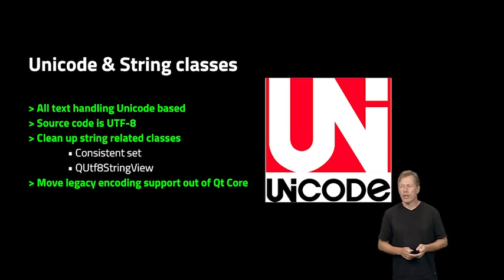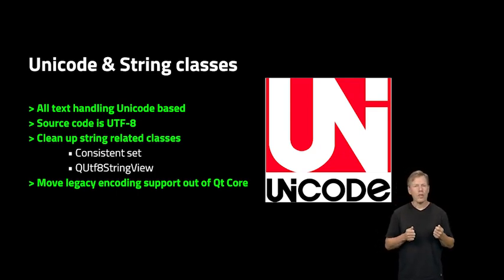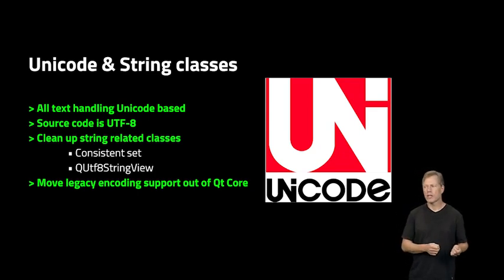We've done work on Unicode and our string handling, making sure that all our text handling in Qt 6 is Unicode based. We assume that source code nowadays is UTF-8. That's the default on pretty much all compilers nowadays anyway. And we've cleaned up our string-related classes to make a more consistent set, added explicit support for UTF-8 as a text encoding, and moved legacy encodings out of the core libraries into a separate set, so that we basically have a more consistent story around Unicode there.